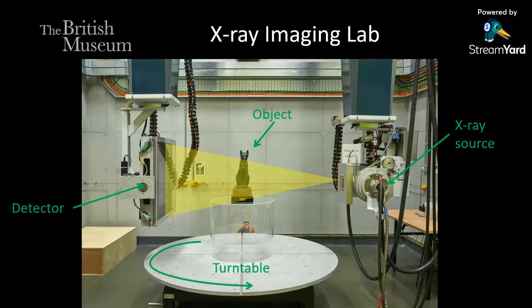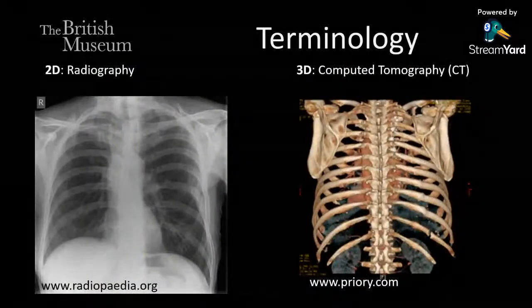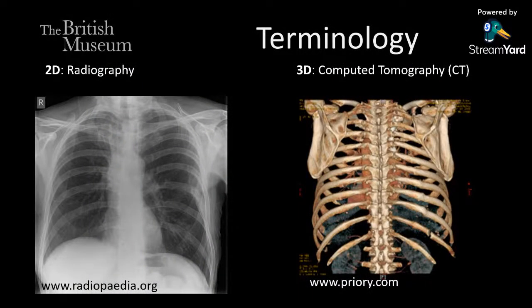So just a very brief slide on terminology, because I know that not everyone is familiar with all these terms. When I talk about a radiograph or an X-radiograph, that's what you might traditionally think of as an X-ray that you have in the hospital, and that's a two-dimensional image.